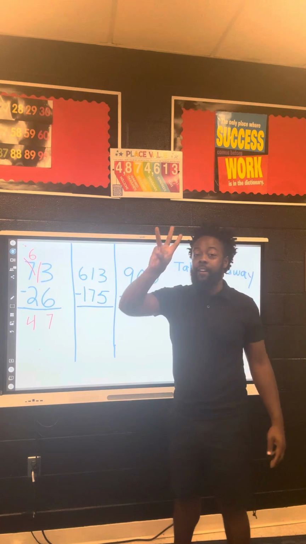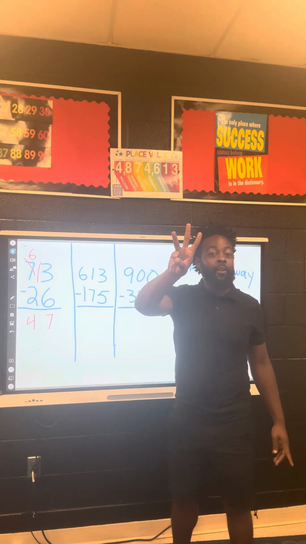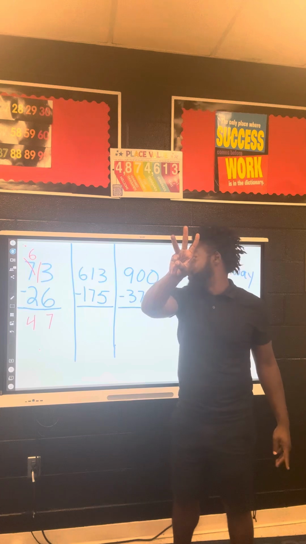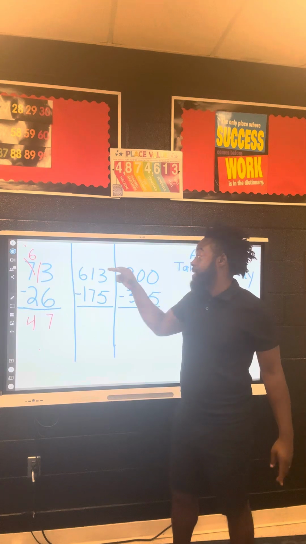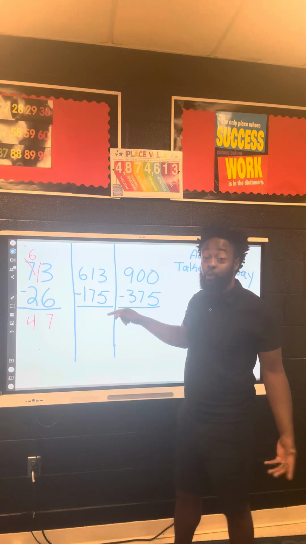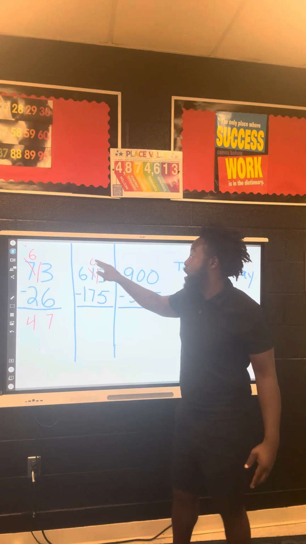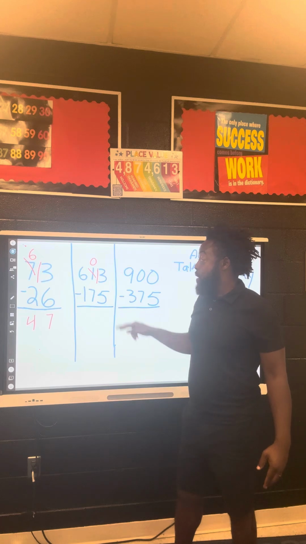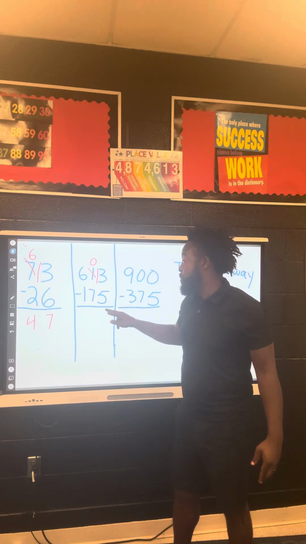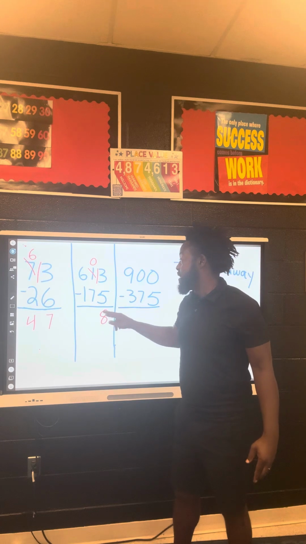3 minus 5. 3, take away 5. We can't do that. It's not going to be 2. You can't take it away because this number is smaller than this number. So what do we do? Add 1, take 1 away. Now I have 13 minus 5, which is 8.